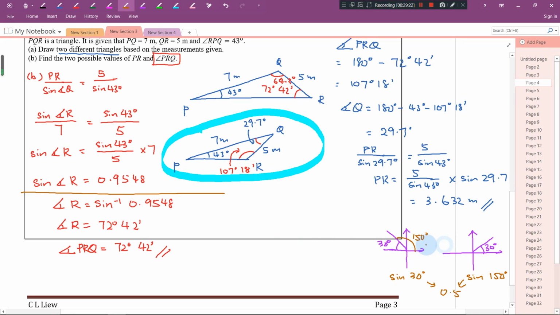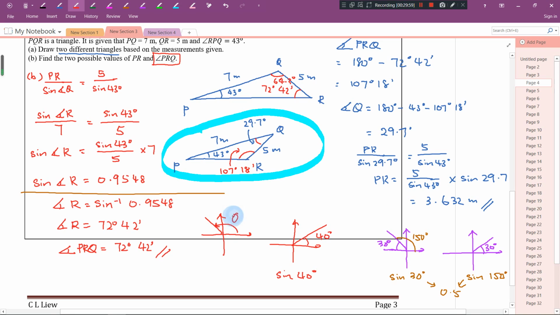Because you see, look at these two. If this is 30, sine 30, I want to get sine of an angle which will give us the same answer as sine 30. So what is the angle? You take 180 minus 30. You get this. So you can try other ones. So for example, if now I have an angle here, let's say 40 degree. So sine 40 degree. So I want you to find another angle, which is an obtuse angle.